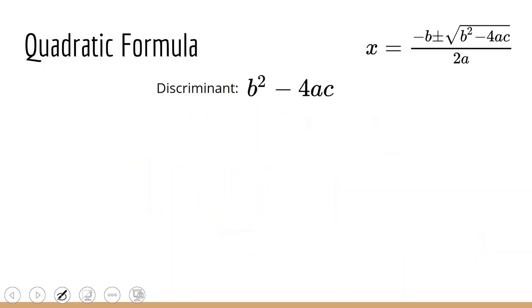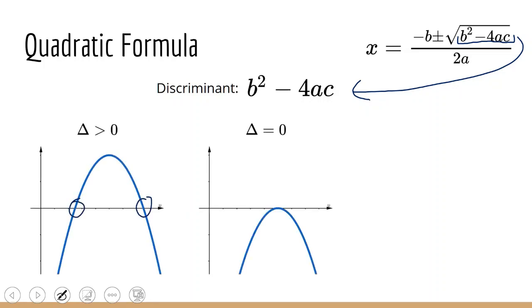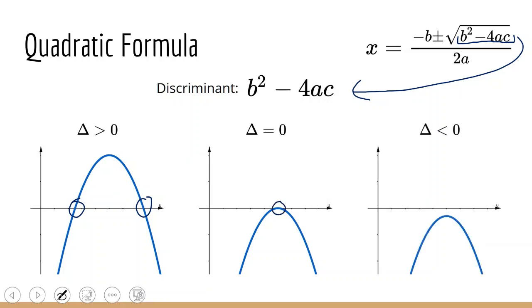One thing to also note from the quadratic formula is something called the discriminant, which is the difference that is inside the square root. This discriminant can already tell us how many solutions a quadratic equation has. If the discriminant is greater than 0, there are 2 solutions. If the discriminant is equal to 0, there is 1 solution. And if the discriminant is less than 0, we have no solution, since we can't square root a negative number.